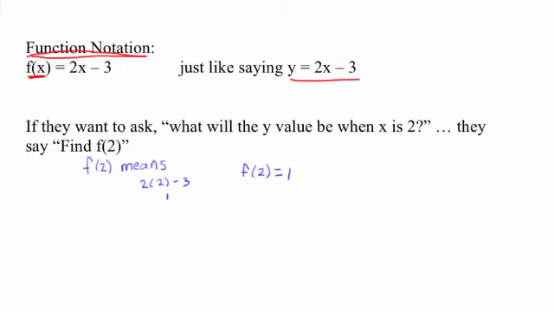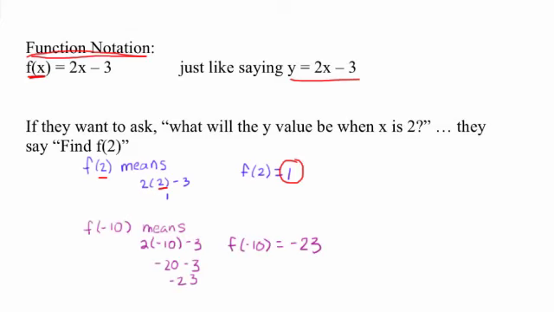So if you want to answer the question, find f of 2, you just sub 2 in for the x value. So using 2x minus 3, we're going to sub 2 in instead of x. 2 times 2 is 4, 4 minus 3 is 1. So f of 2, putting 2 in for x, gives us a value of 1. So my answer would be 1.